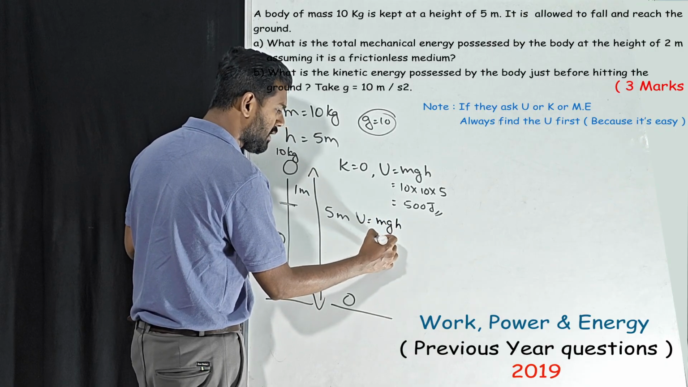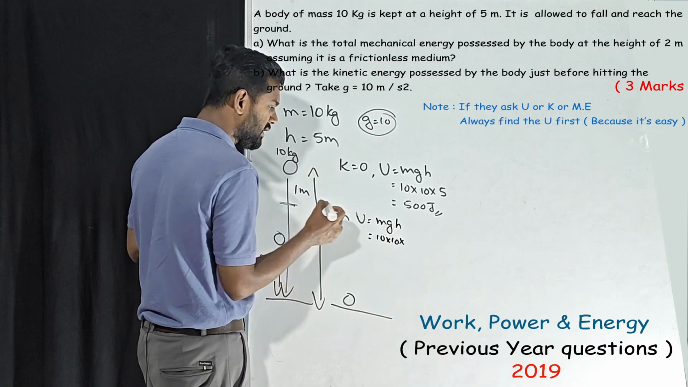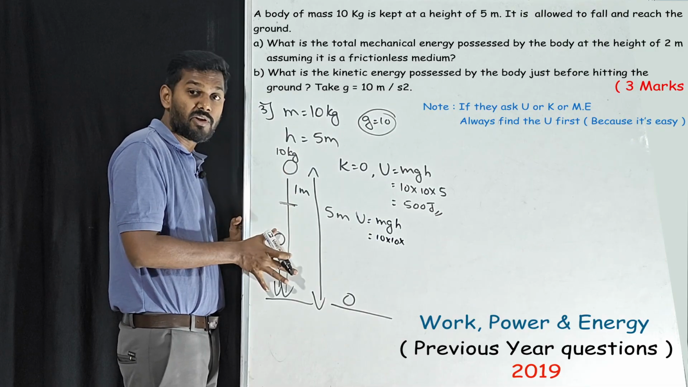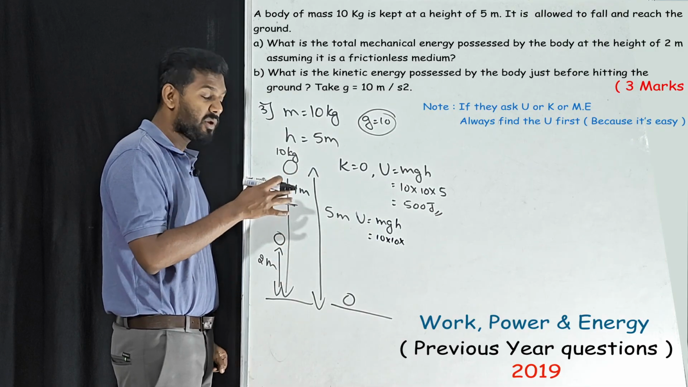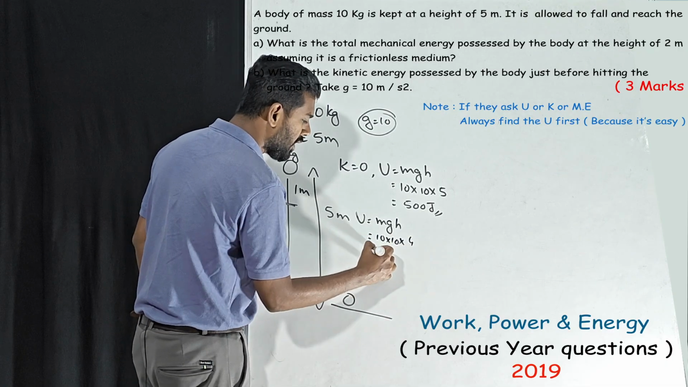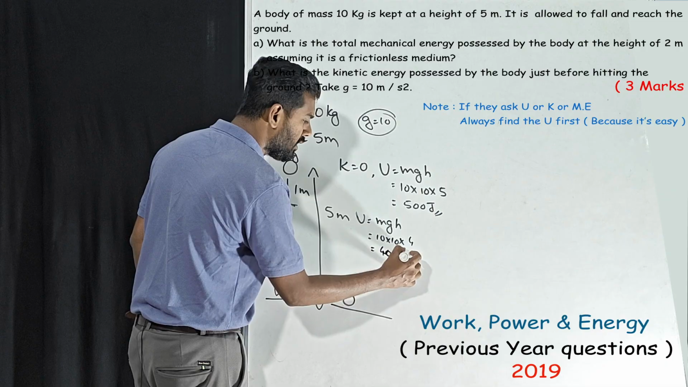Okay, mgh. What is m? 10, into gravity 10. What is the height? You should not take the covered height. When it comes to potential energy, the height should always be the remaining height. Remaining height is 4, right? So the answer will be 400 joules.